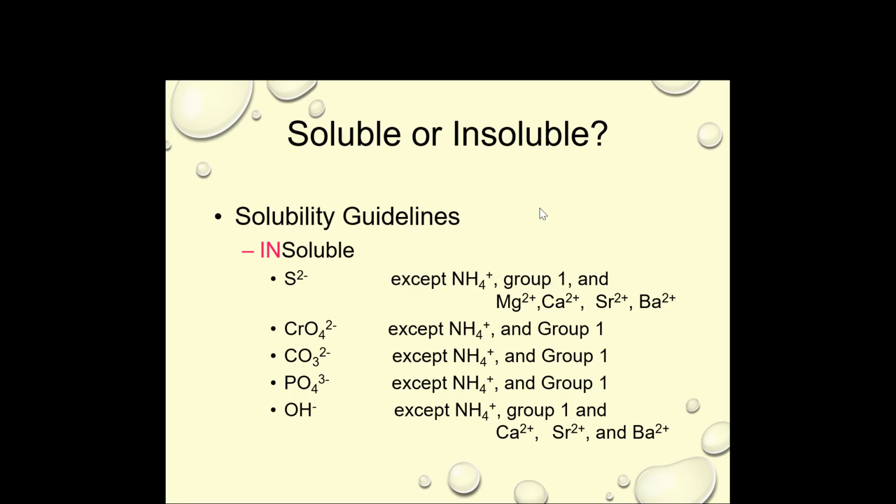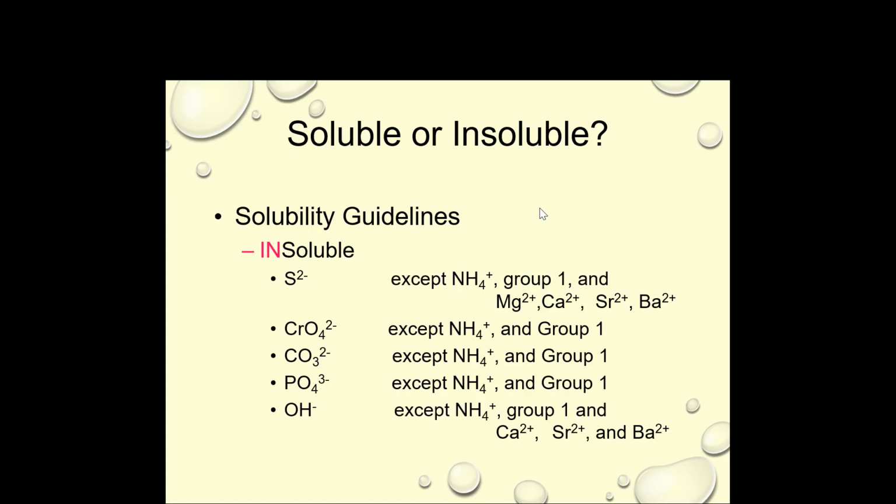So if I had magnesium sulfide, that would dissolve in water. But if I had, say, cobalt sulfide, that would not dissolve in water. Iron sulfide, that would not dissolve in water. Osmium sulfide would not dissolve in water. But again, group 1, say sodium sulfide, would dissolve in water. These exceptions are when they are soluble.